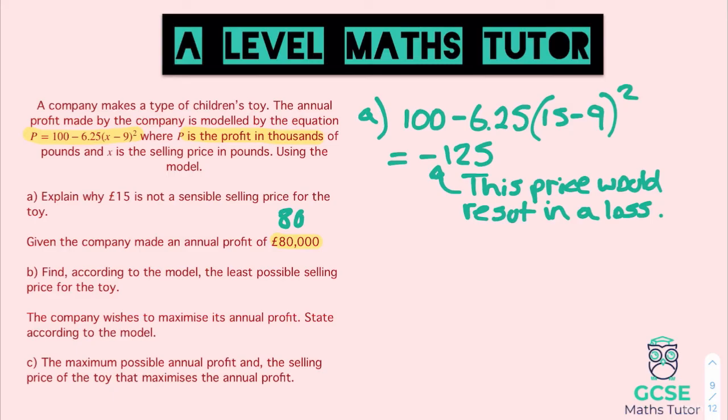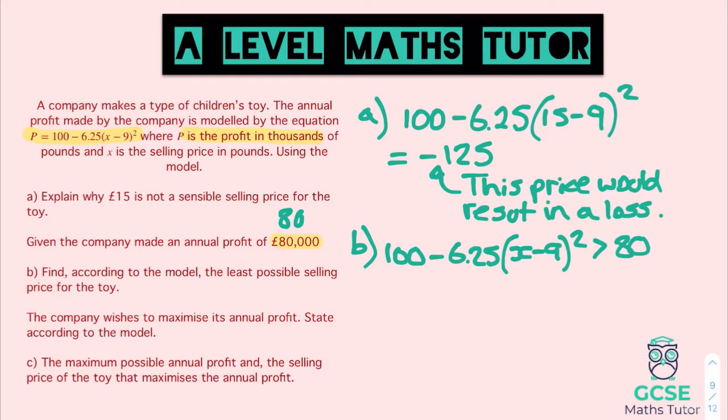So when we put that in, we could put it as equal to, but we want to make sure that we are above the 80,000 according to our model. So we're going to write this as an inequality. Taking our completed square form, we could say 100 minus 6.25(x minus 9) squared has got to be greater than 80. And obviously we just need to go about solving this.